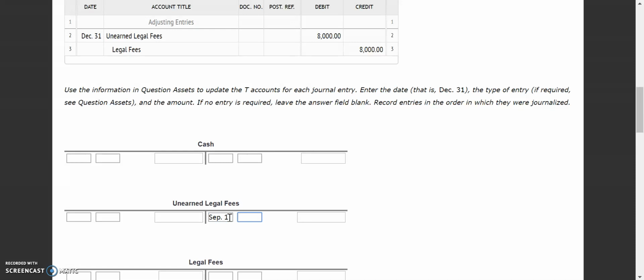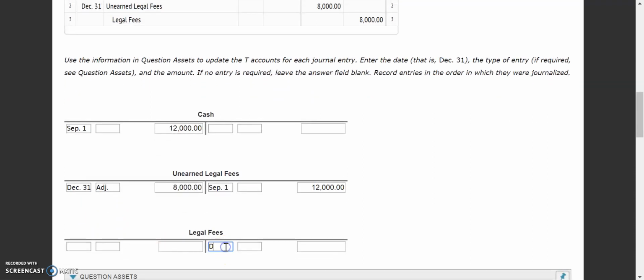Nothing is going to go in that second spot, and it's $12,000. The opposite of that was the debiting of cash for $12,000. Okay. Then in the adjusting entry, we debited unearned legal fees on December 31st. So this is an ADJ for adjusting, $8,000. And then legal fees over here gets credited for $8,000.